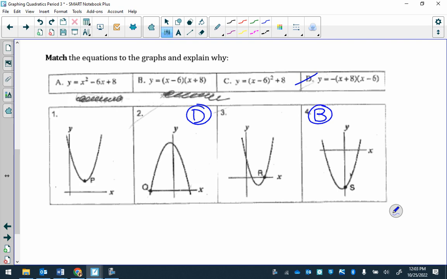Good. Okay, now before we continue, why was number 2 D? Yeah, Ellery. Perfect. Why was number 4 B? Yeah, Liz. Good. Okay. 6 and negative 8 for the x-intercepts. Excellent. All right. What else?